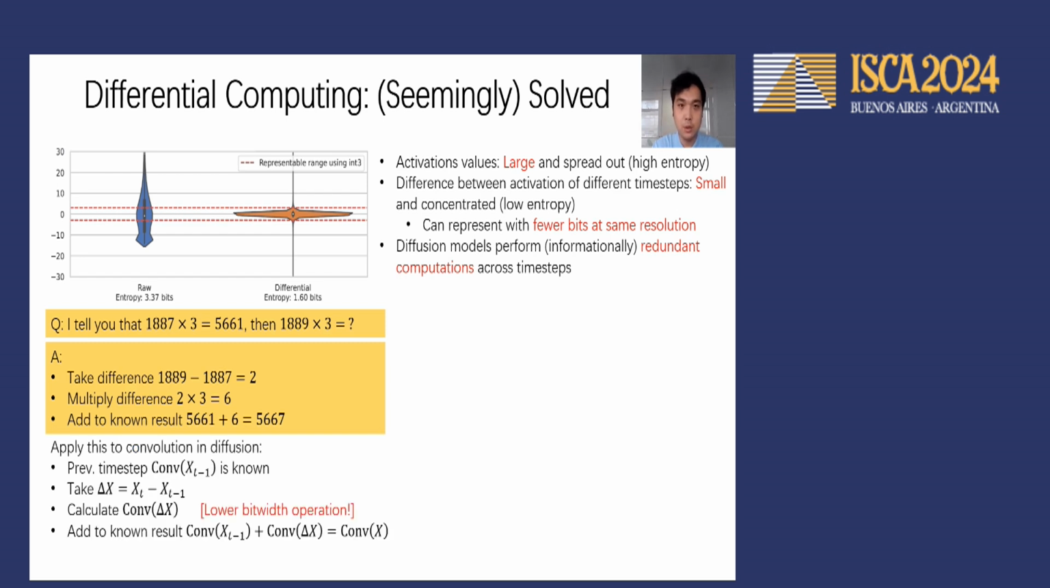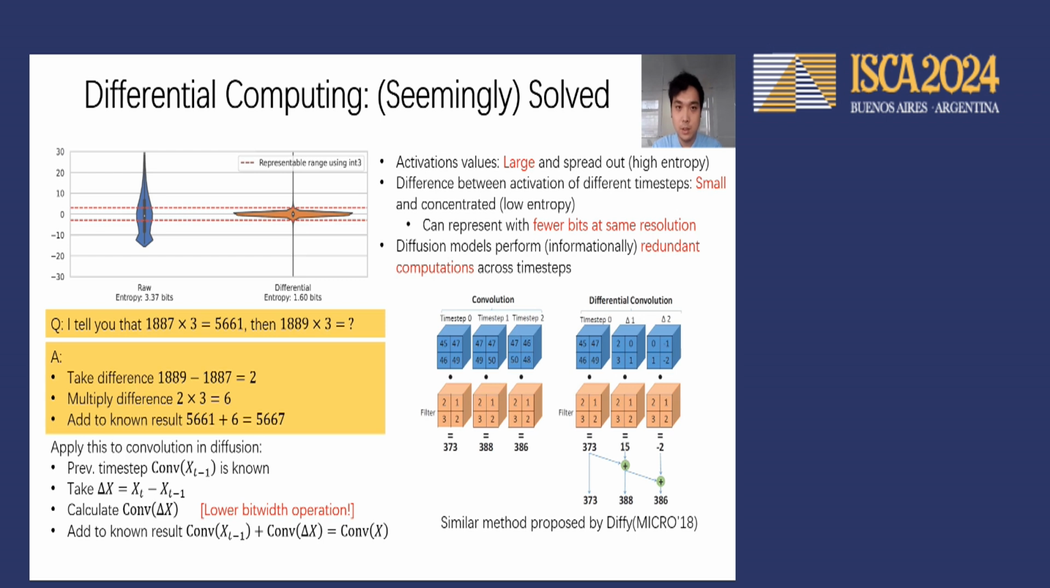Applying this to convolution in diffusion, we know the convolutional results of the previous time step, so we can subtract this time step's activation from the previous one to get the deltas, and perform convolution on the delta input, which critically requires low bit width and is, quote-unquote, easy. We finally add this to the known output for the convolutional output. In fact, Diffy from MICRO 18 has proposed a similar method for pixel-to-pixel tasks, and in their case, exploiting spatial continuity. Problem solved, or is it?